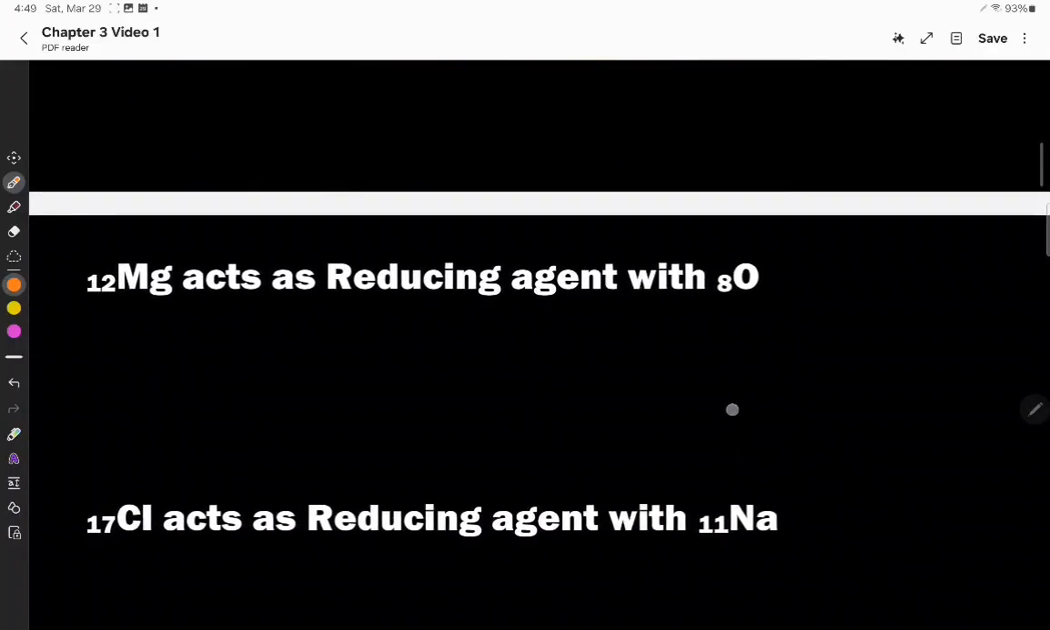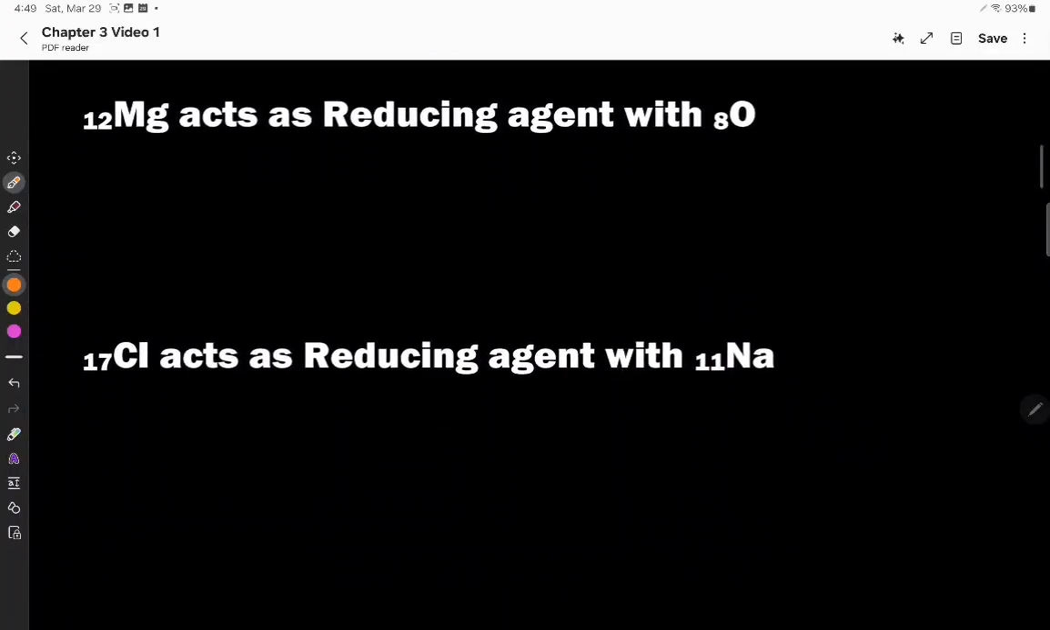Let's see here. Some questions give you one element and another, and tell you this element, for example, magnesium is reducing agent with oxygen.